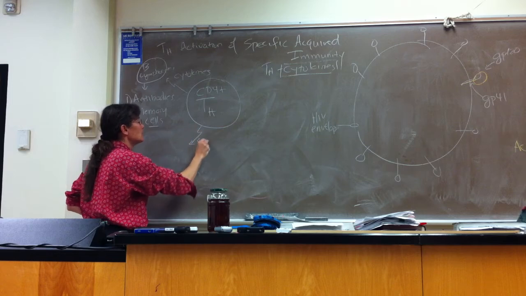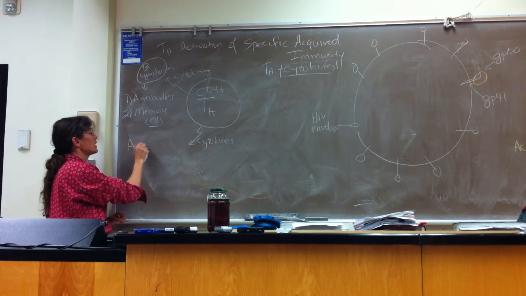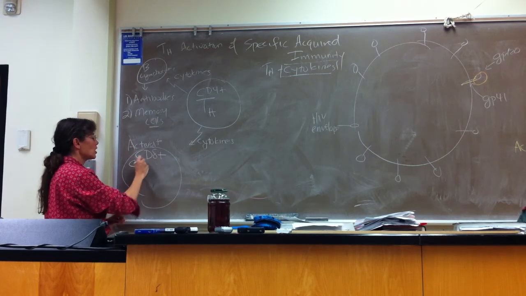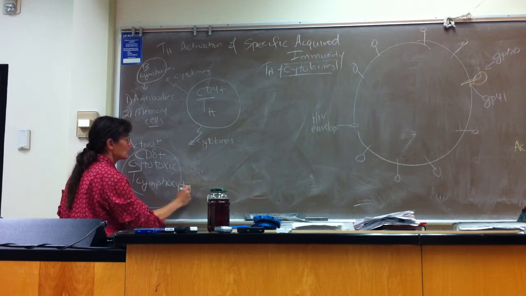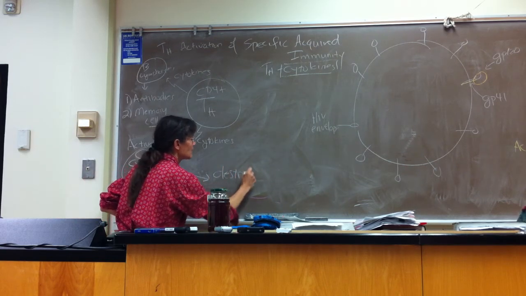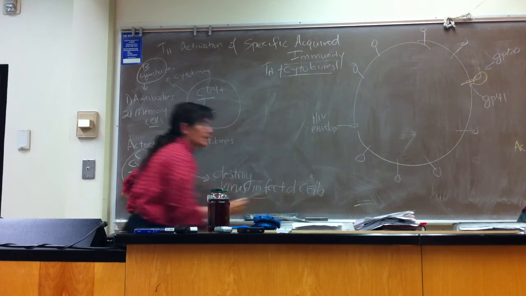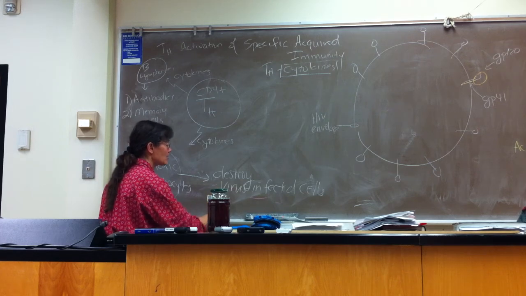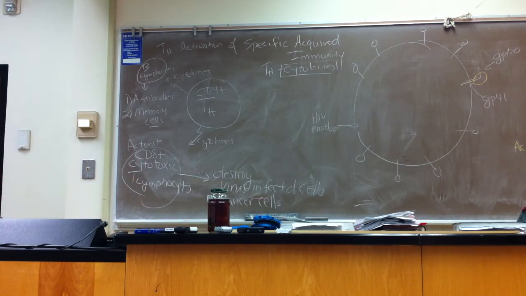Another way the T helpers help with acquired specific immunity is that they're going to help activate another type of T lymphocyte called CD8 positive cytotoxic T lymphocytes. And these cytotoxic T lymphocytes are responsible for destroying virus-infected cells. So once viruses get into our cells, these cytotoxic T lymphocytes can identify those cells and destroy them, hopefully before the viruses have a time to replicate. These cytotoxic T lymphocytes are also responsible for destroying cancer cells. And that's going to become important in HIV/AIDS too.